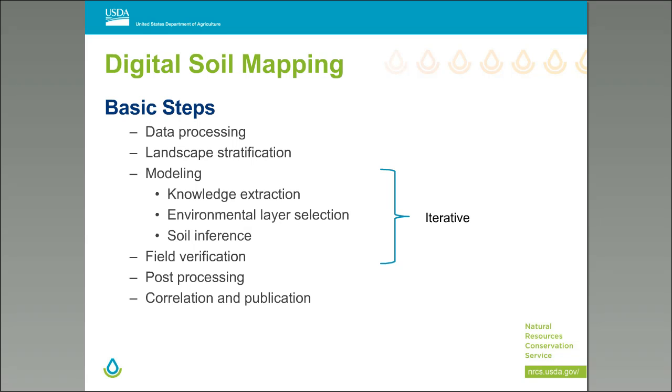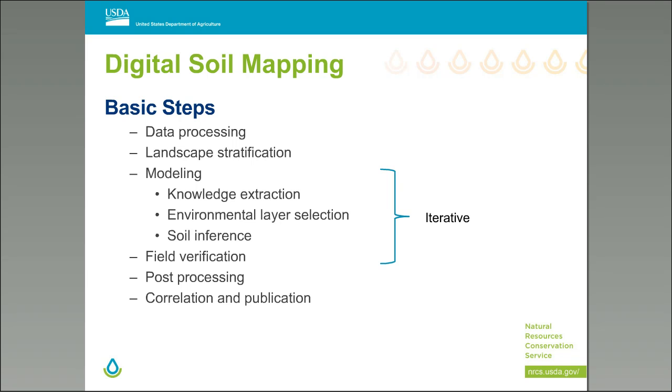So the basic steps are data processing. You get your LiDAR data or whatever you get and have to process it. Then we stratify the landscape. Then we move into modeling, which includes, for a knowledge-based model process, extracting the knowledge, selecting environmental layers, and running soil inference, and then verifying out in the field that what you've done actually makes sense. And then those two steps, the modeling and field verification, are actually iterative. We adjust the model based on what we find out in the field up to a certain point.